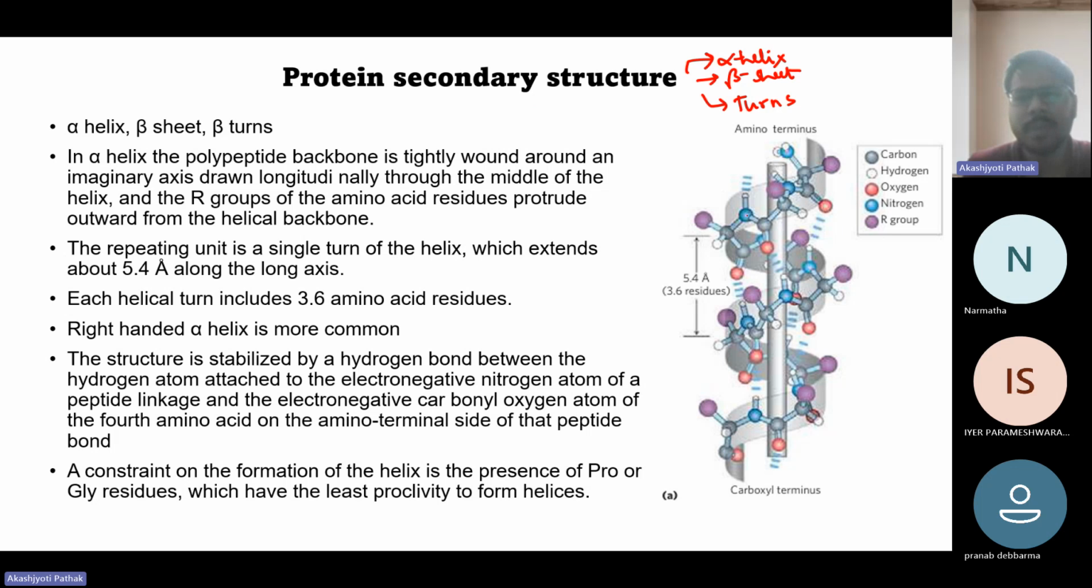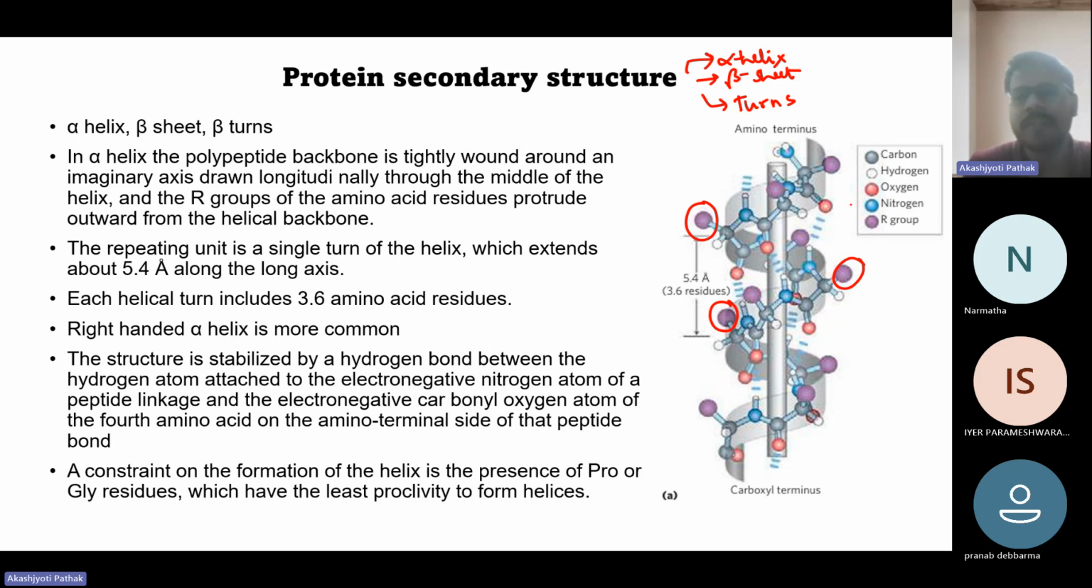So if you see a polypeptide backbone, it's tightly wound around an imaginary axis, drawn longitudinally through the middle of the helix, and the R groups of the amino acid residues protrude outward from the helical backbone. So this is the structure of an alpha helix. In an alpha helix, you see these R groups protrude out from the helix. They protrude around the helix and are coiled around an imaginary axis, giving rise to the alpha helix.